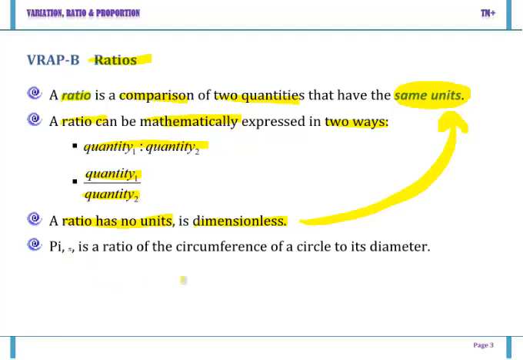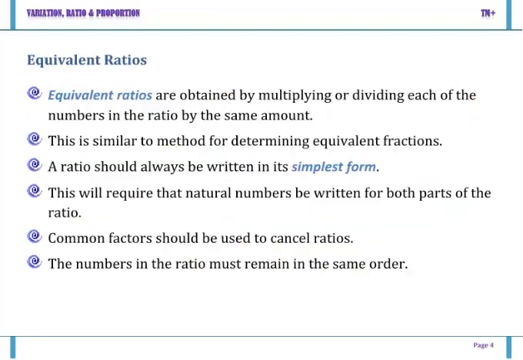Pi is a ratio of the circumference of a circle to its diameter. Okay, and that's the symbol pi. Equivalent ratios are obtained by multiplying or dividing each of the numbers in the ratio by the same amount. This is a similar method for determining equivalent fractions.